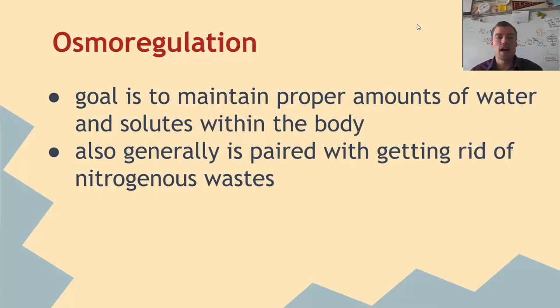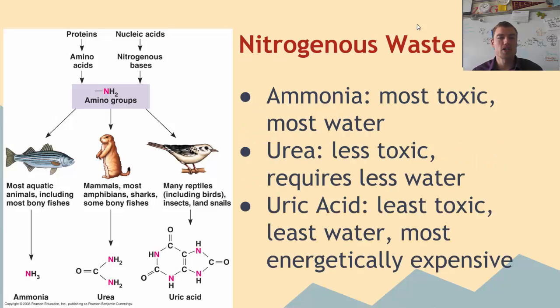So the goal of osmoregulation is to maintain proper amounts of water and solutes within the body, and it is generally paired with getting rid of nitrogenous wastes. So let's talk about what the different types of nitrogenous wastes are. Well, you've got ammonia, urea, and uric acid.